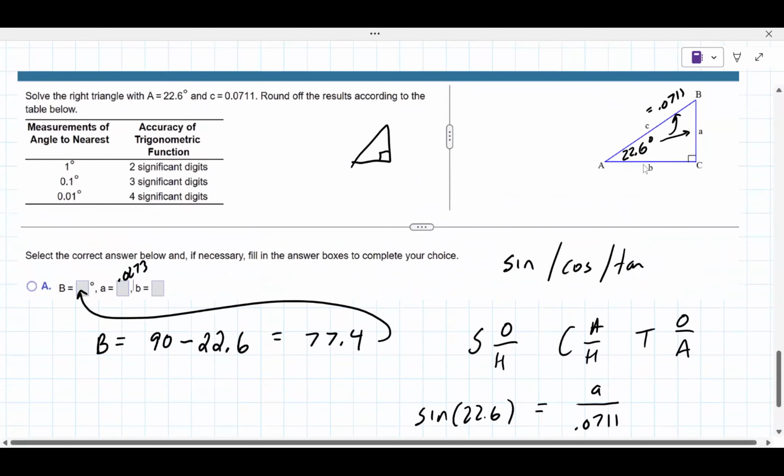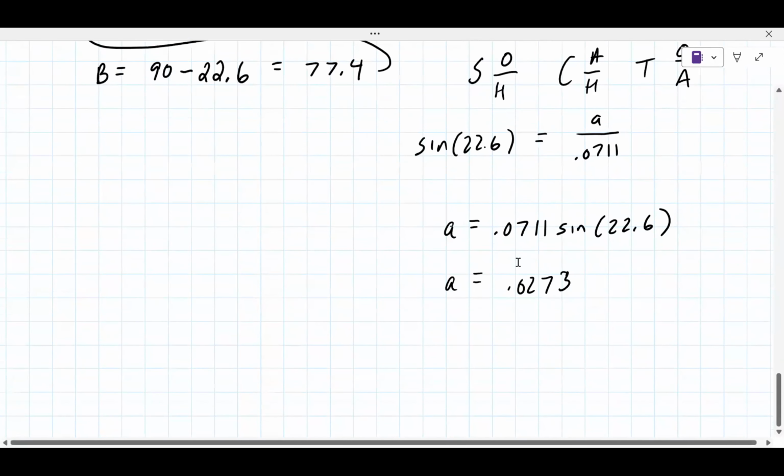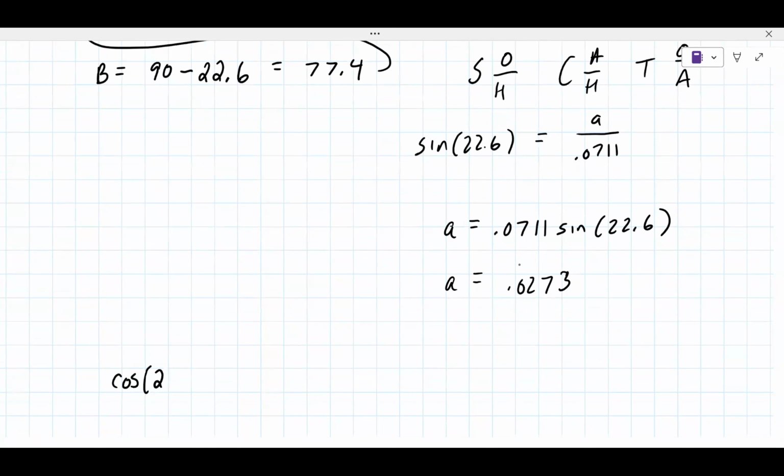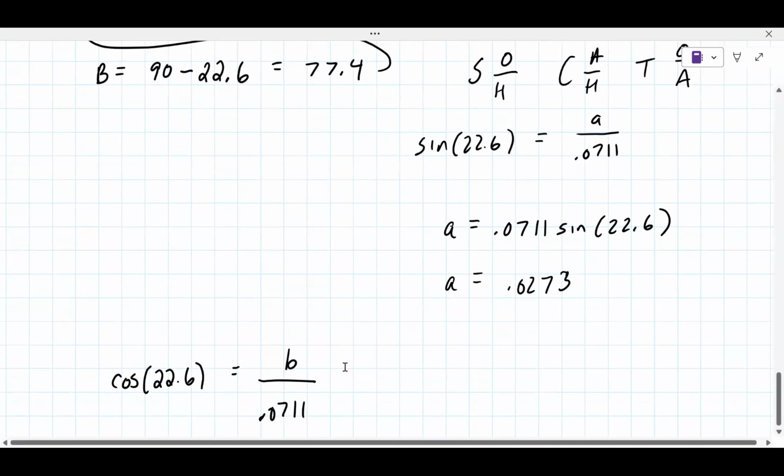So to find B, up here is the adjacent, and we're going to use the hypotenuse. So cosine 22.6 equals adjacent over hypotenuse, 0.0711. And then you solve this just the way we did the last one. You multiply both sides by the 0.0711.